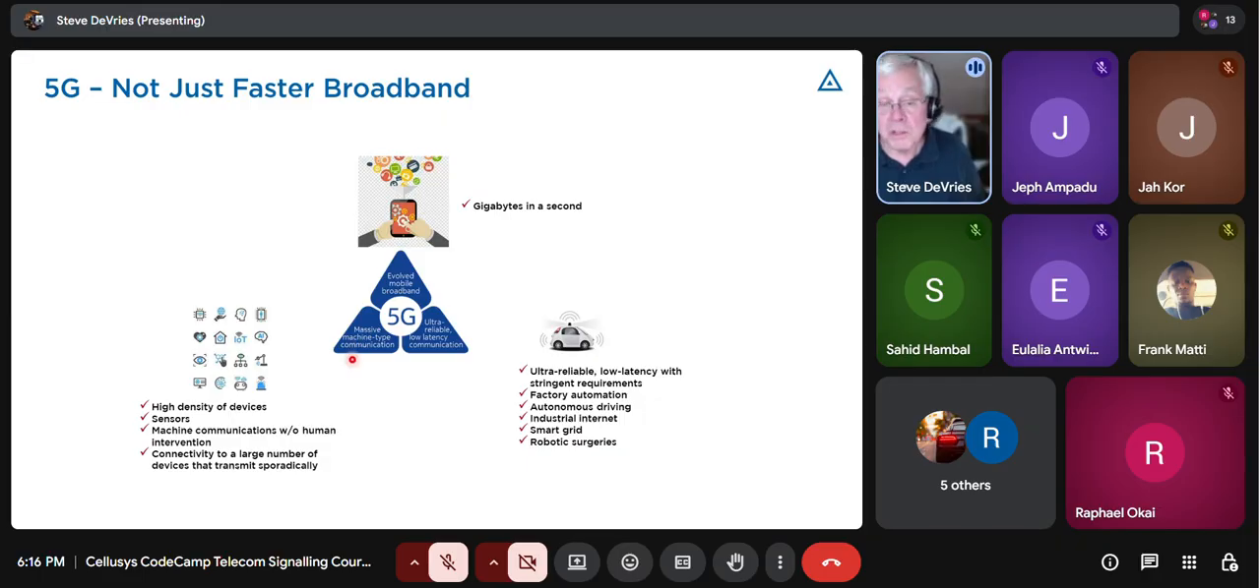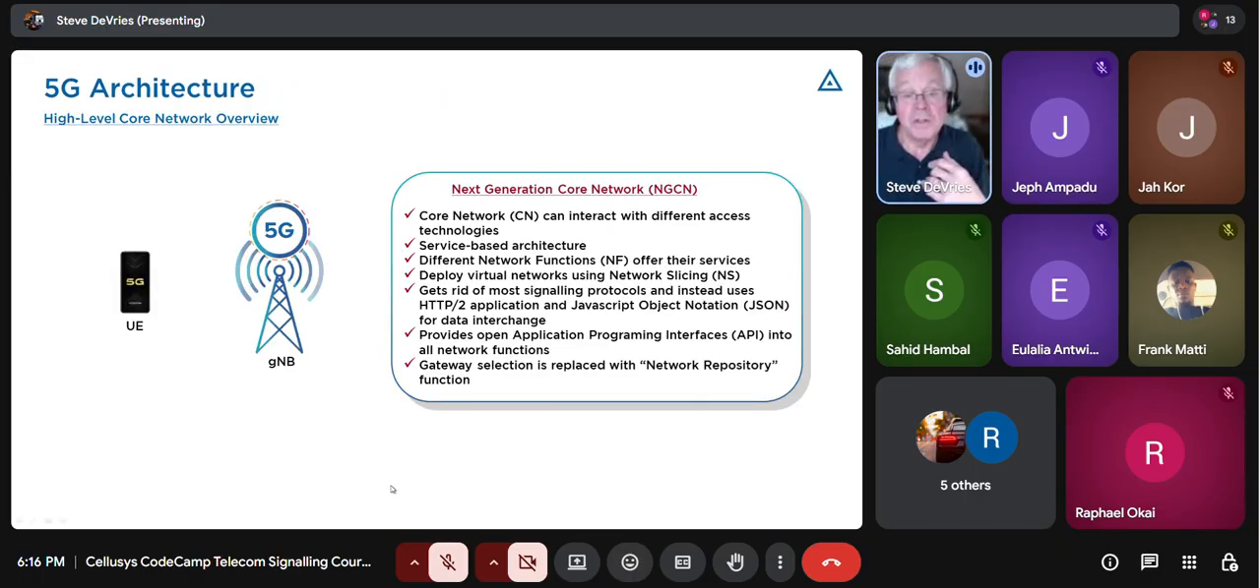So there are three overall uses: massive machine type communication, ultra reliable low latency or low delay communication, and then faster and faster broadband. So how do you achieve this?